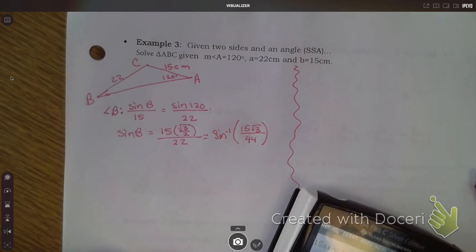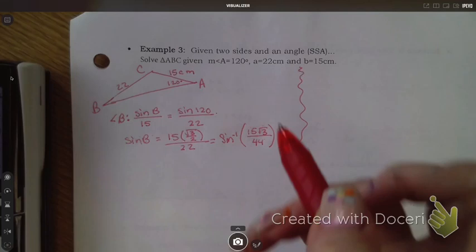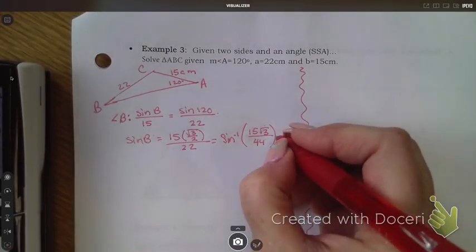The inverse of sine? Yep. Why is it the inverse? Because you're looking for an angle. Inverses find angles. Inverses switch range and domain. You get 44. I get 36.2.